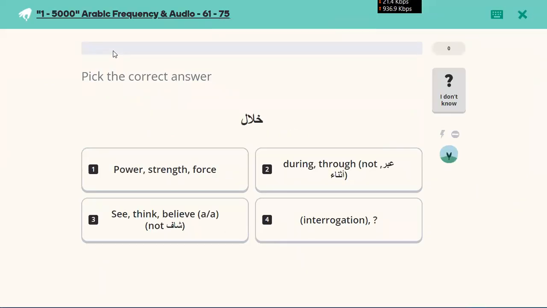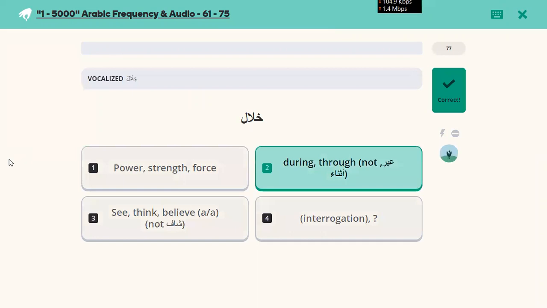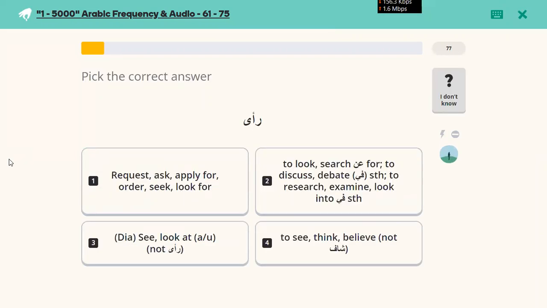I think Mr. Rizwana, your turn. Yes. Okay. Halal. During the. What is halal? I don't know. Khilala. During, through. Yes, during. Next. During. Ra. To see.